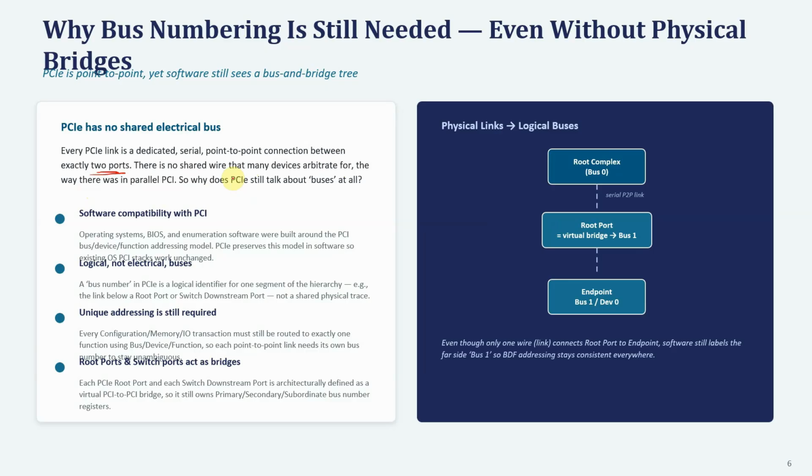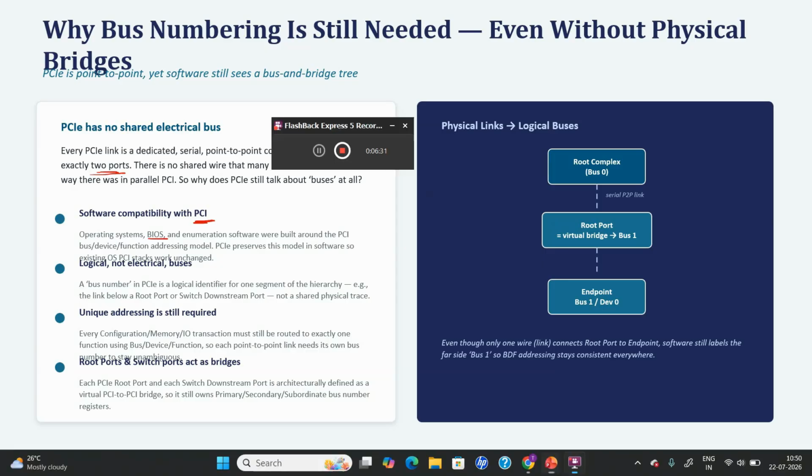But PCIe still talks about buses and bus numbers. Why? Because the software is still compatible with PCI. The operating system, the BIOS, and the enumeration software were built around these PCI bus numbers. So that's the reason that in PCIe the addressing model is still configured in BDF format.